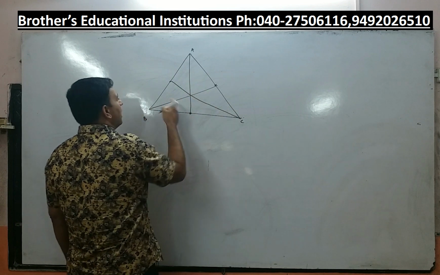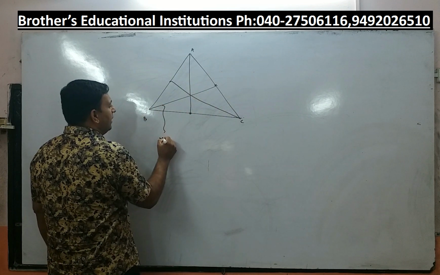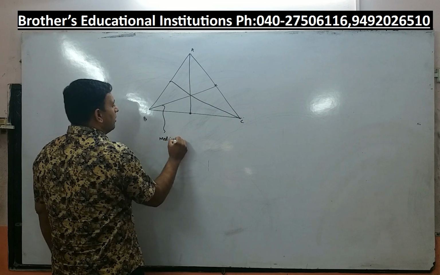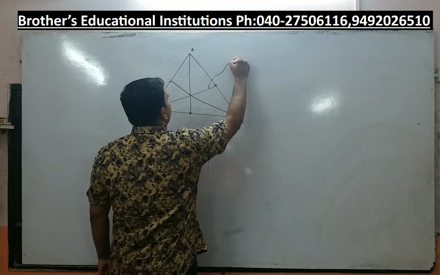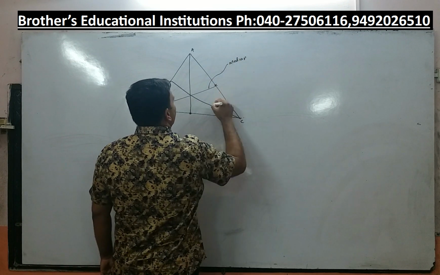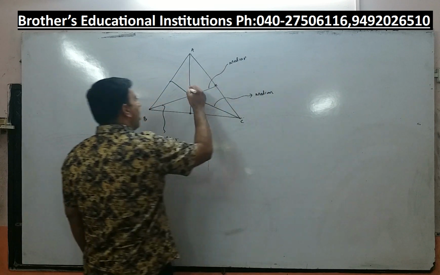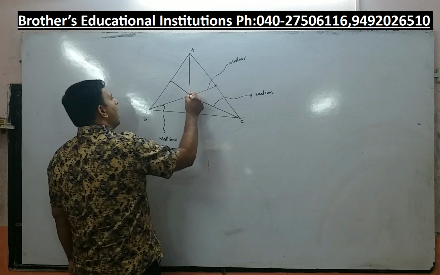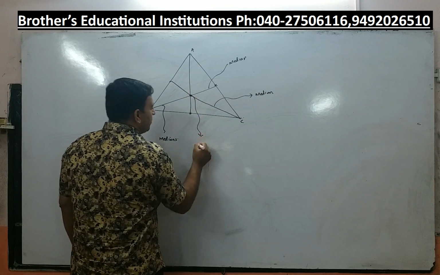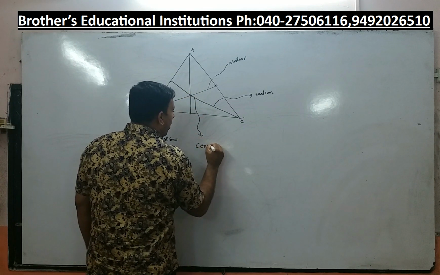Now all these are what? They are all the medians. This is also a median. What is this? This is also a median. Alright. And all these medians meet at this point, and this point is called as what? This point is called as centroid.